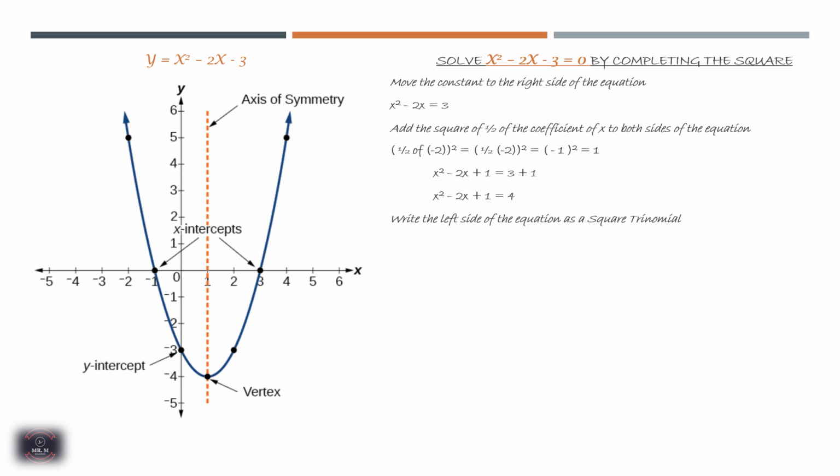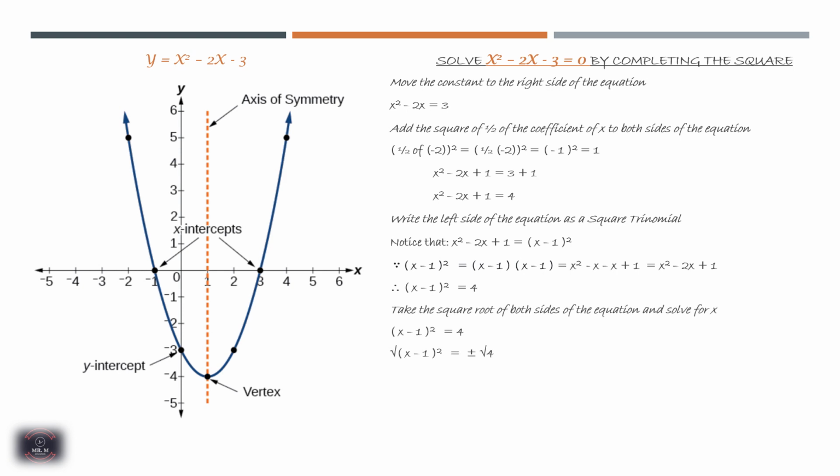Now, the left side of the equation must be written as a square trinomial. Thus, x squared minus 2x plus 1 will be equal to x minus 1, the whole thing squared. This is because x minus 1, the whole thing squared, is equal to x minus 1 multiplied by x minus 1, which reduces to x squared minus 2x plus 1. Therefore, the equation is now written as x minus 1, the whole thing squared, is equal to 4.